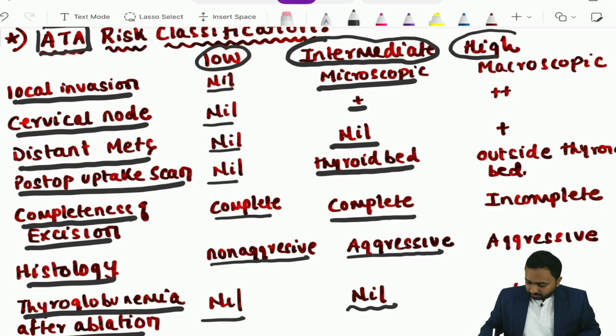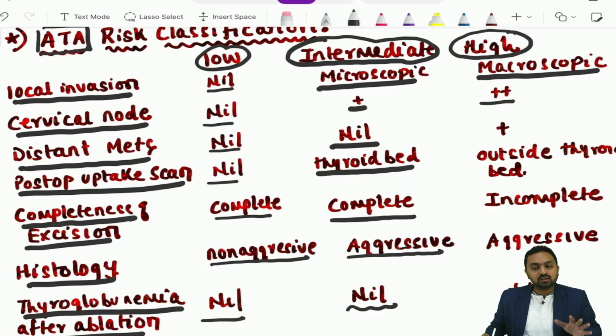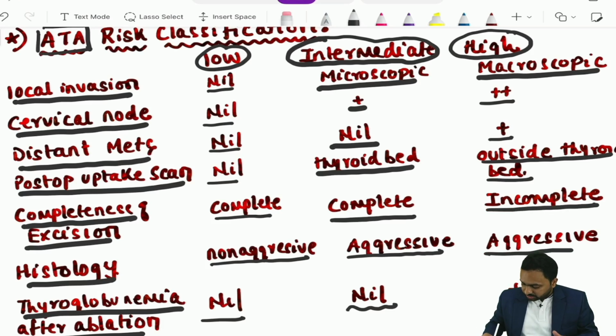Whereas, in case of high risk, we have macroscopic local invasion, involvement of cervical lymph node, presence of distant metastasis, the post-op uptake scan is seen even outside the thyroid bed, the excision remains incomplete, histology is aggressive, and you have thyroglobulinemia after ablation present in case of high risk disease.